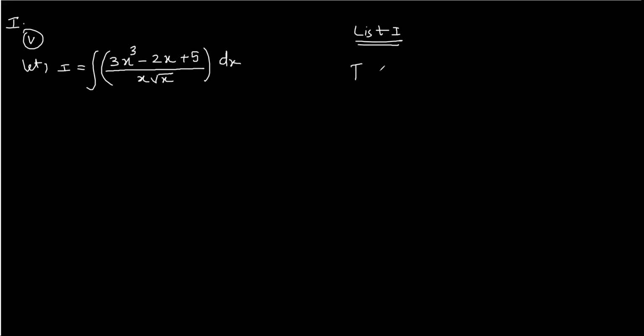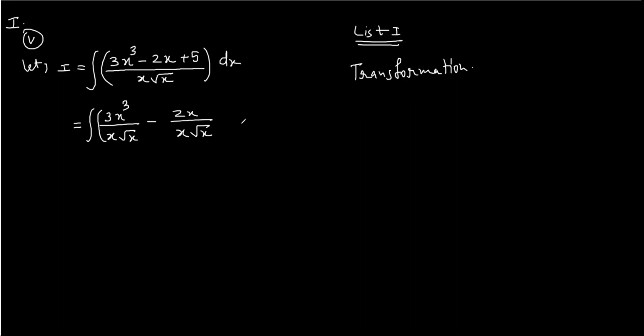Remember students, the word transformation. Now what is the meaning of transformation? You will understand in a while. Just observe what I am doing. The next step I write 3x cube upon x root x minus 2x upon x root x plus 5 upon x root x, and dx. What I'm doing is splitting the denominator, separately dividing the denominator.